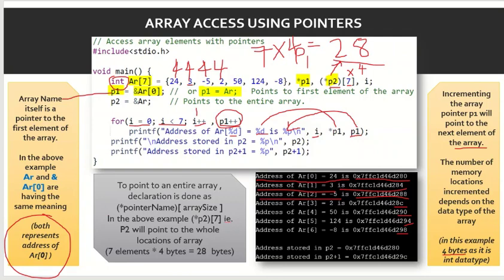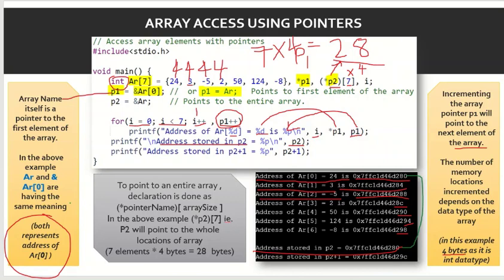Actually this also will point to the first element of the array. So you can see here the address stored in p2 is printed in this line, and this is the same as this value. So p1 was initially pointing to the first element, now p2 is also pointing to the same element.